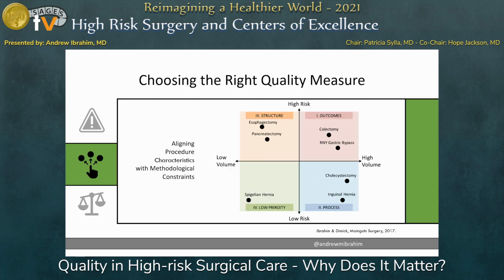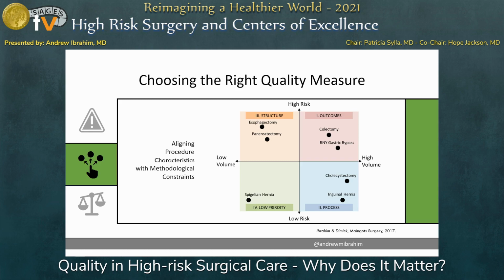So how do you start to make sense of these constraints? There are some methodologic constraints, and how do you align those with the characteristics of procedures? The best way to think about it is in terms of both the procedural volume and the procedural risk. So I'll just focus on the top two because we're talking about high-risk surgery. We would love to have high-risk procedures that are performed in high volume, like colectomy, because you have occurrences that are frequent, but also the procedure is common, so you can start to reliably distinguish different outcomes.